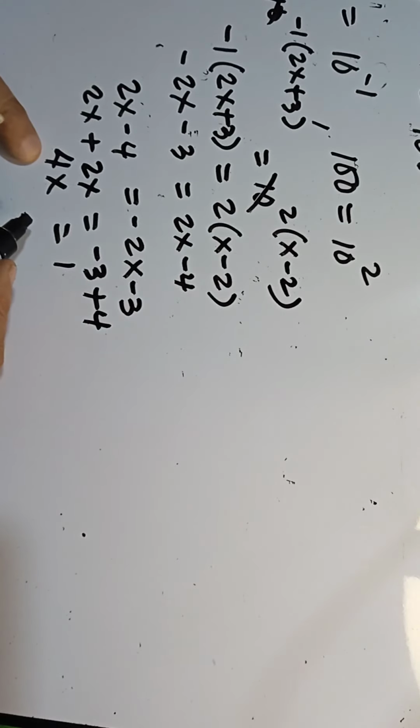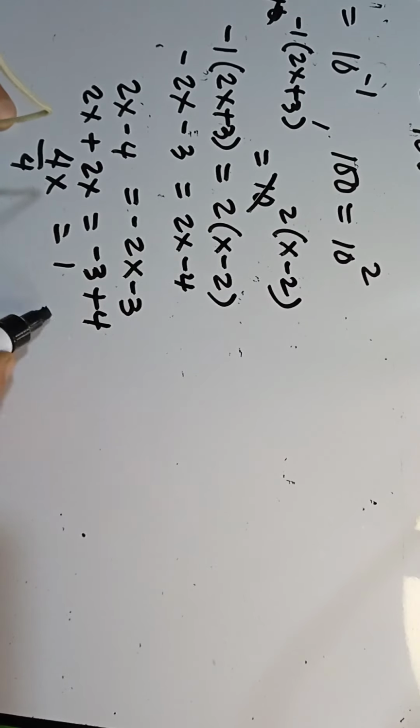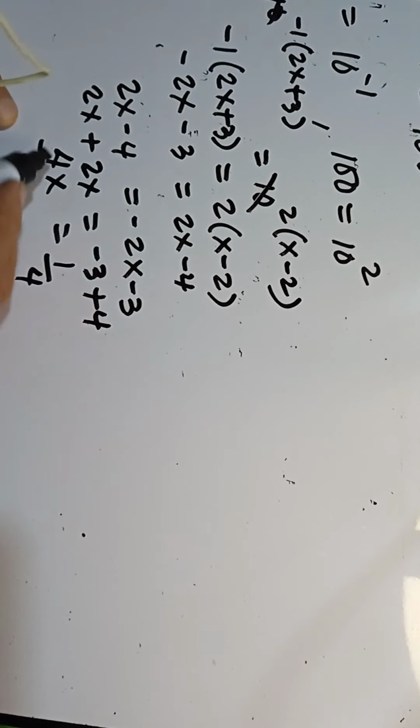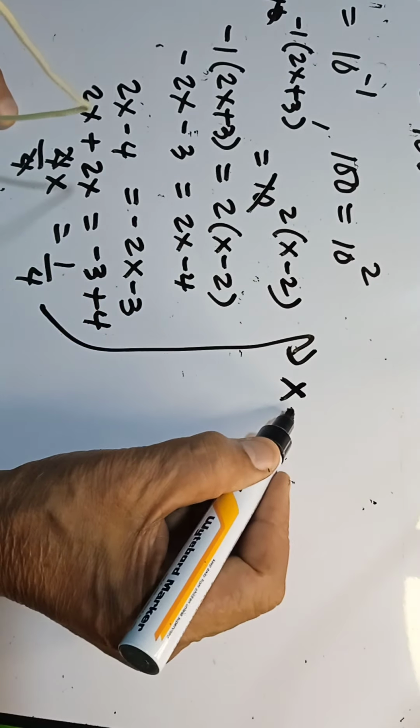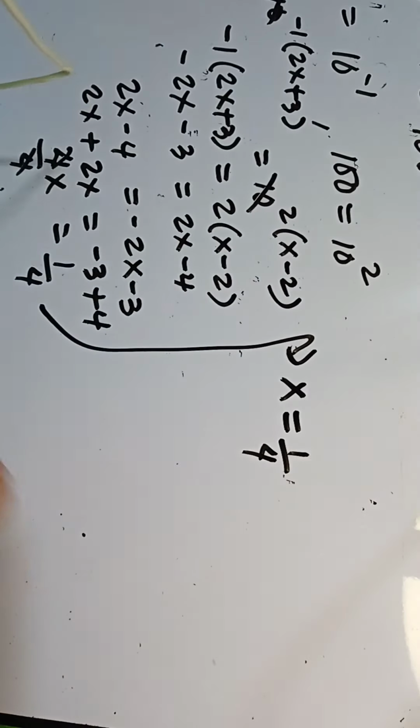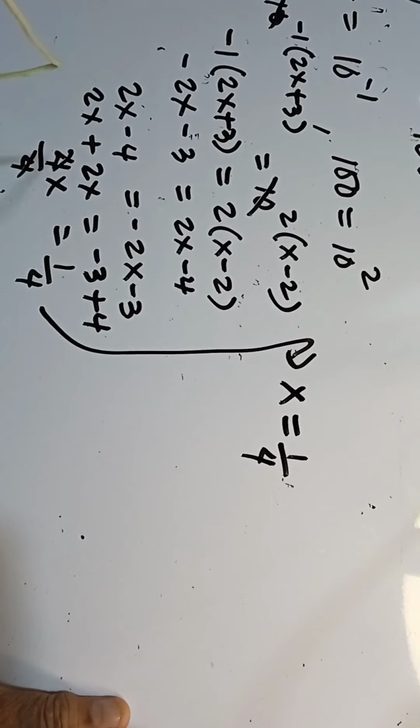So since x has a coefficient of 4, we divide it by 4 so that will be cancelled. Divide also 4 in the right side. So 4 is cancelled. What remains is x equals 1/4.